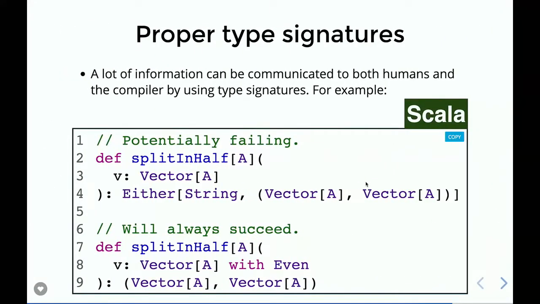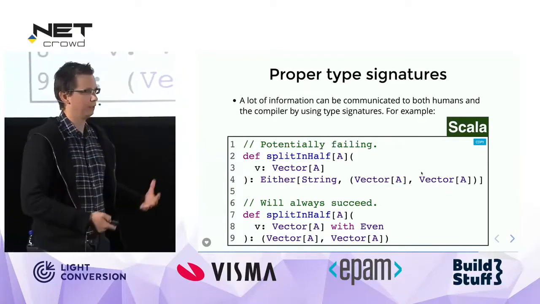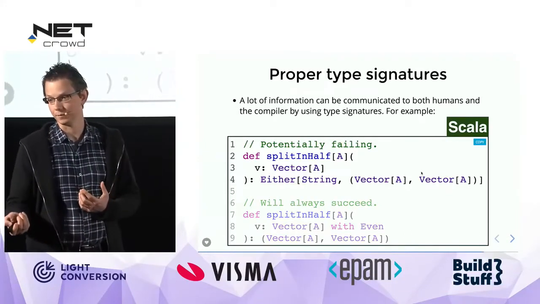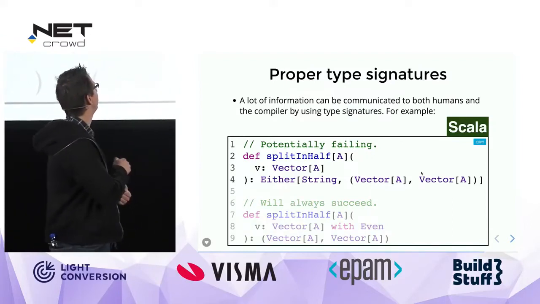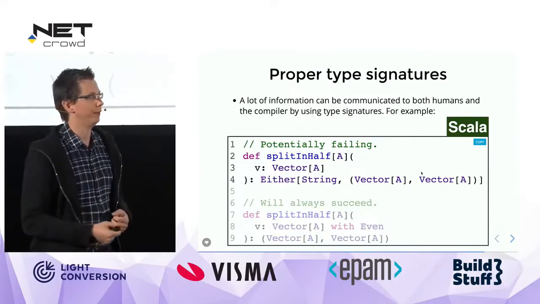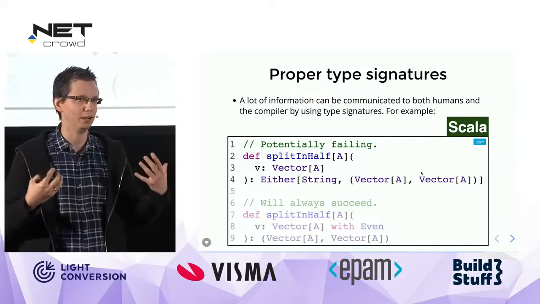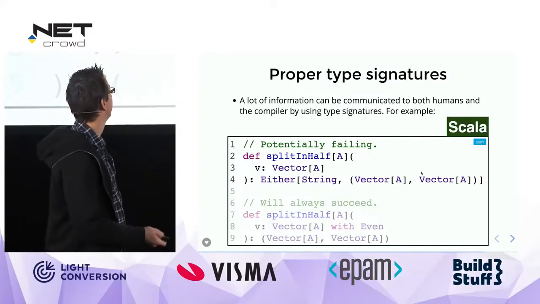And a lot of this is basically about thinking in type signatures and making sure that your type signatures are proper and do not lie. So a lot of information can be put into a type signature, and you can learn a lot about what the function does from the type signature. So for example, if we say it's a function that splits in half a vector, that can potentially fail because the vector can be of an odd size, and then you can't split it in half because the halves will not be of an equal size.